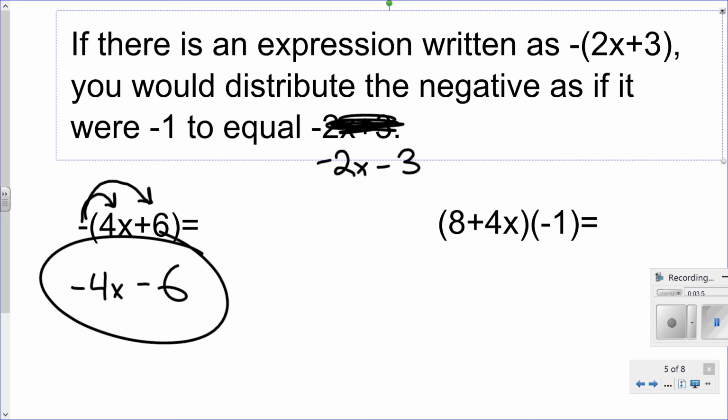Try the second one on your own. Take the negative 1 and distribute to the 8, so it's negative 8. Distribute the negative 1 to 4x, you get minus 4x.